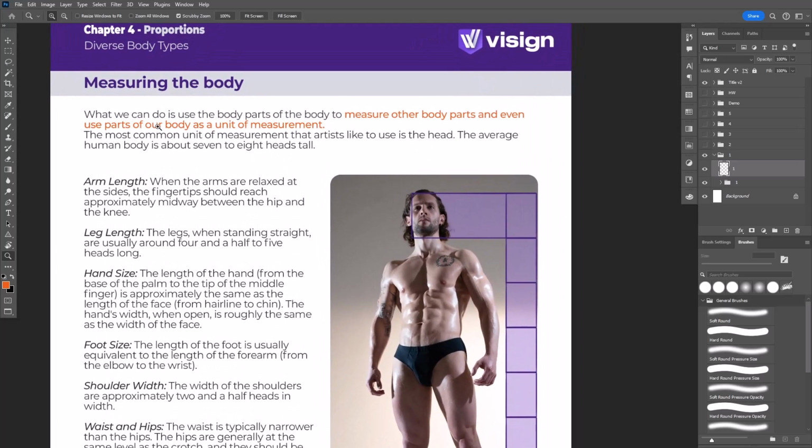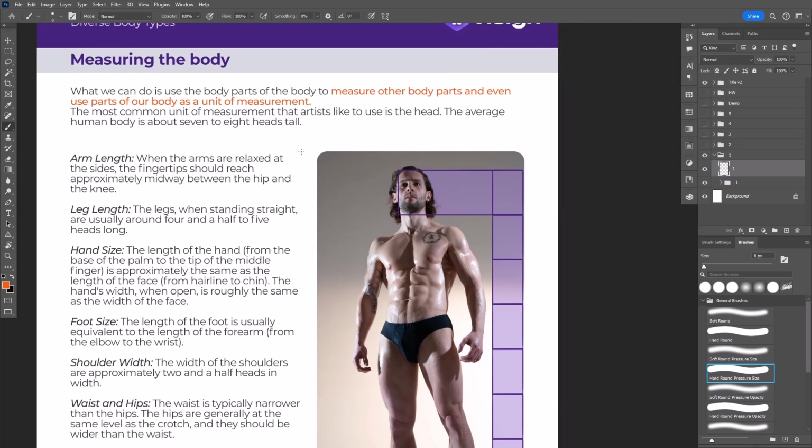So what we can do is use the body parts of the body to measure other body parts and even use parts of our body as a unit of measurement. This is very common. A lot of artists do this. I do this all the time, right? The most common unit of measurement that artists like to use is the head. The average human body is about 7 to 8 heads tall. So 7 to 8 heads tall, that's generally the ballpark that we're aiming for, right? That's an adult human person. For children, it's going to be a bit different, obviously, because they're still developing, right?